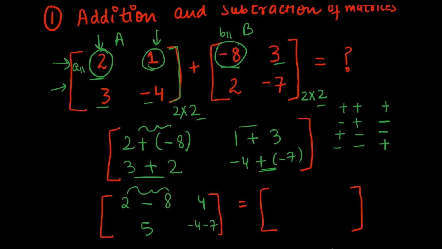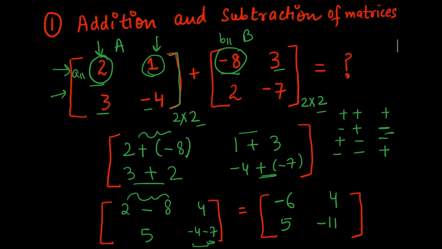So what is 2 minus 8? You have to subtract. When 2 is subtracted from 8, it will be 6, and 8 is the largest number, so you have a negative sign. Similarly, this one is 4, then you have 5, and then negative negative means positive, so 7 plus 4 is 11, and the biggest sign will again be negative. So this is the answer corresponding to the addition of these matrices.